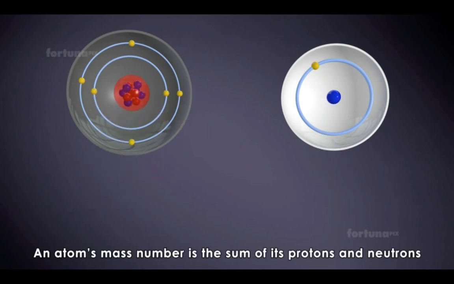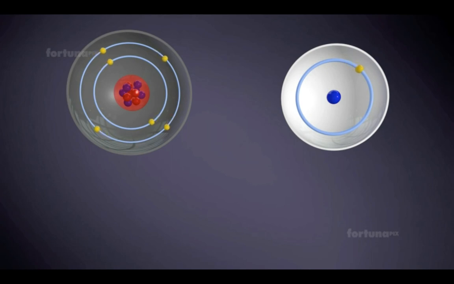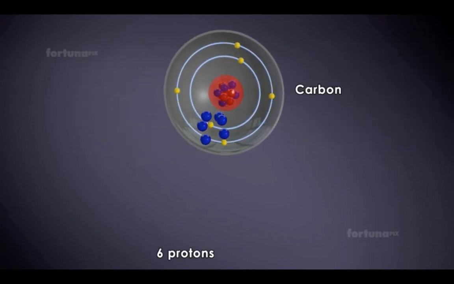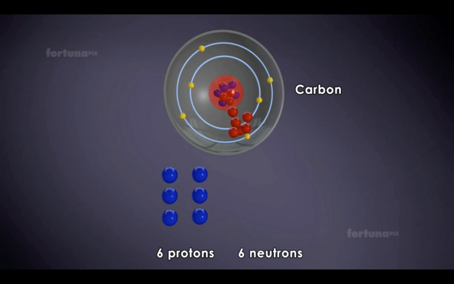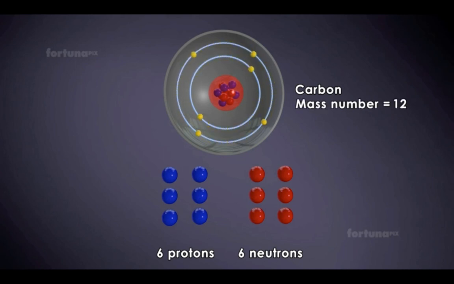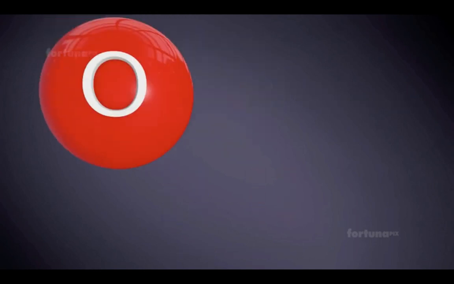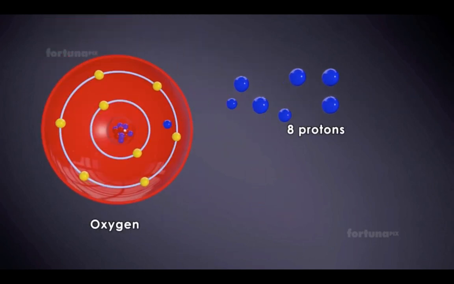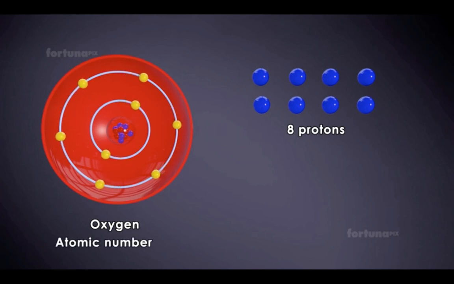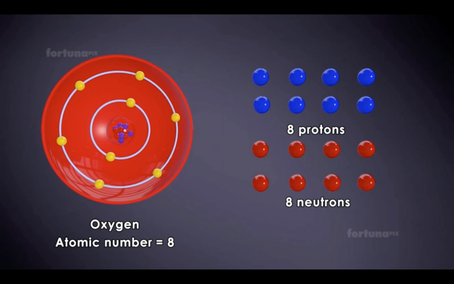An atom's mass number is the sum of its protons and neutrons. In our example, carbon has 6 protons in its nucleus and 6 neutrons. So 6 protons plus 6 neutrons will give us the mass number of carbon, which is 12. An oxygen atom will contain 8 protons, so its atomic number is 8. Oxygen also contains 8 neutrons, making its mass number 16.